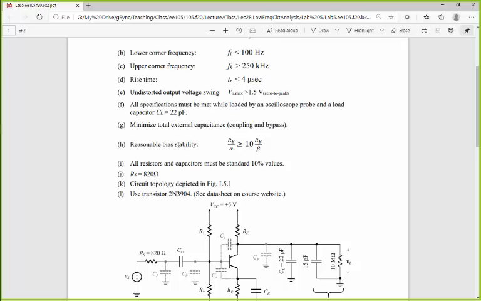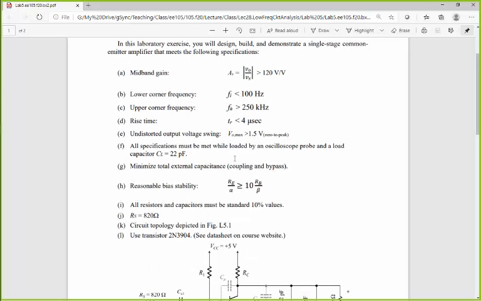You need to satisfy bias stability, and so this is that same equation that you've seen in lecture. All your resistors and capacitors should be the standard 10% values. Your input resistance, RS, is 820 ohms. And again, you're using this circuit topology, and the transistor you'll use is the 2N3904 transistor, which you have in your kit. And we have the data sheet also on the website where this lab is.